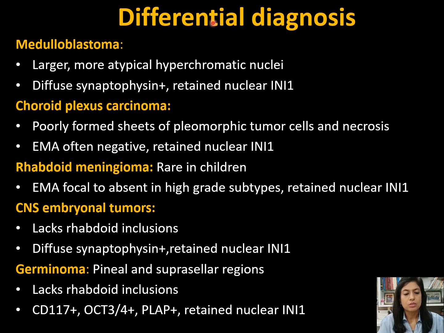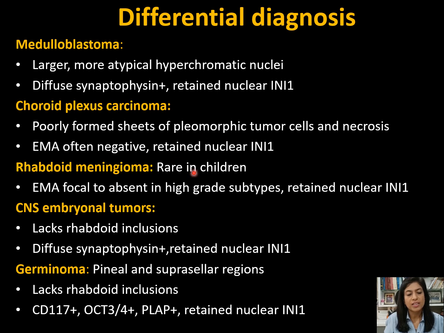Now, compared to this, the cells are larger, with typical hyperchromatic nuclei, and MBs, medulloblastomas, have diffuse synaptophysin positivity with retained nuclear INI1 expression. Second is the choroid plexus carcinoma, especially in infants. These are composed of poorly formed sheets of pleomorphic tumor cells, and there is necrosis. EMA is often negative, and again there is retained INI1 expression.